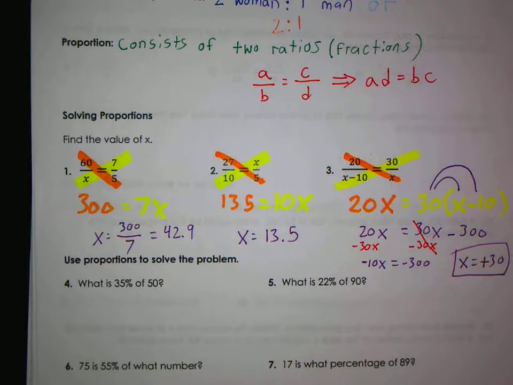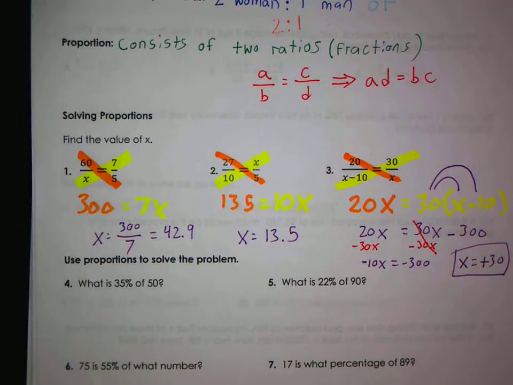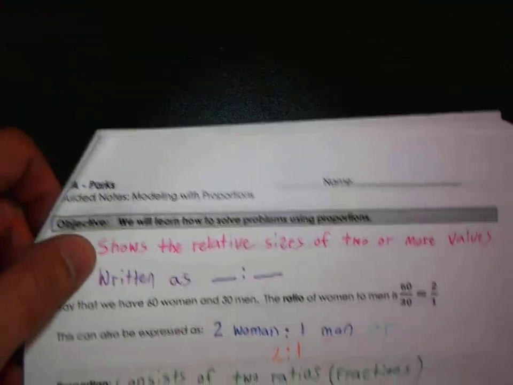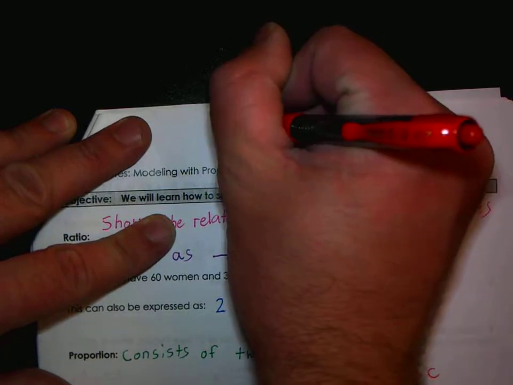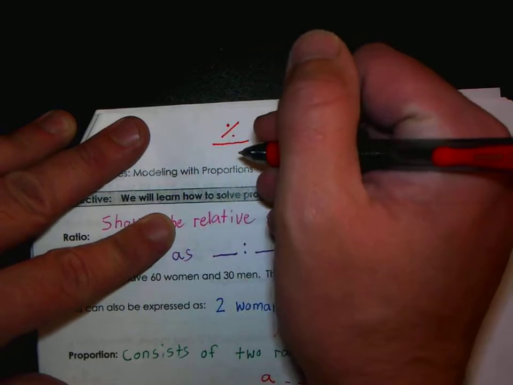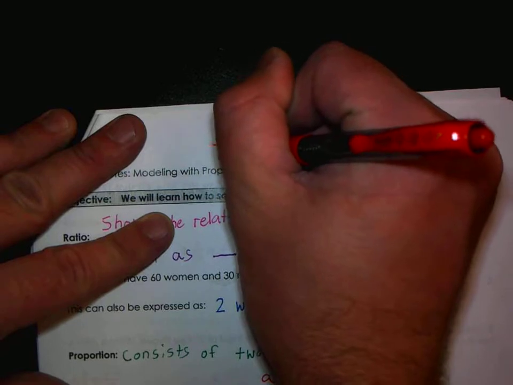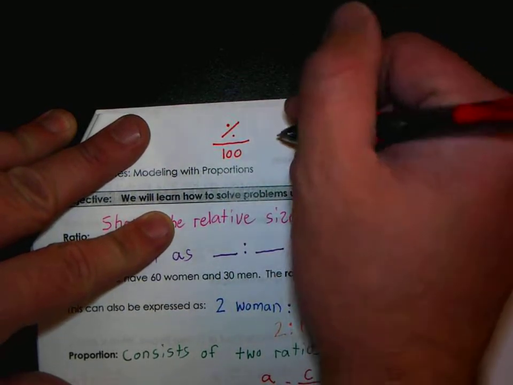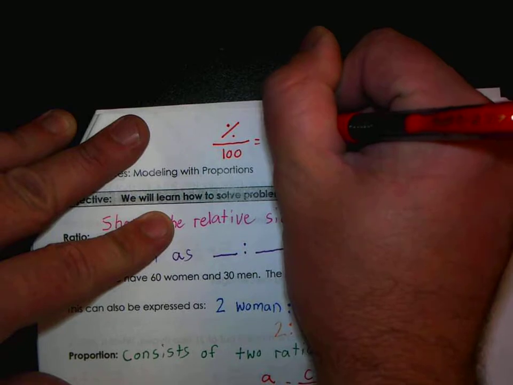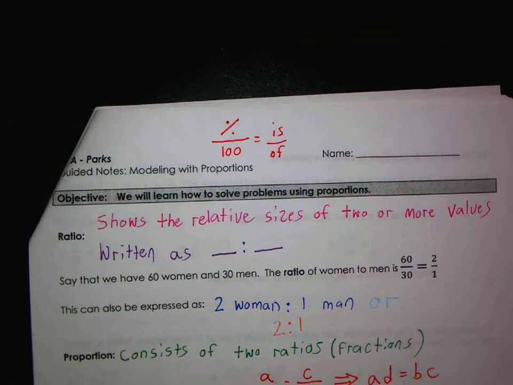You may have also seen this. You may have seen your teacher write this, percent over 100 equals is over of. That's a common way teachers teach that. You guys remember seeing that ever? Percent over 100 equals is over of.